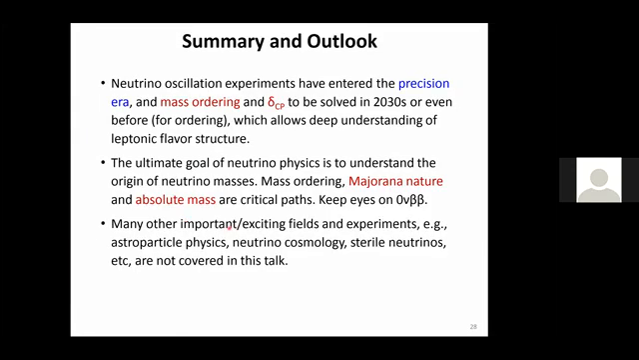So here is the summary and the outlook. Our neutrino field has entered the precision era by those oscillation experiments. And the mass ordering and CP is the primary goal in the next 10 years. Hopefully they can be resolved. For mass ordering, it can be sooner. Then this will allow us to deeply understand the leptonic flavor structure. The ultimate goal of neutrino physics is to understand the origin of the universe, origin of neutrino masses. Let's keep eyes on the double beta decay. Sorry, due to the limited time, many other important fields and experiments are not able to be covered in my talk. Okay, thanks very much.